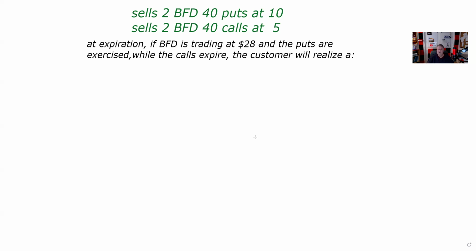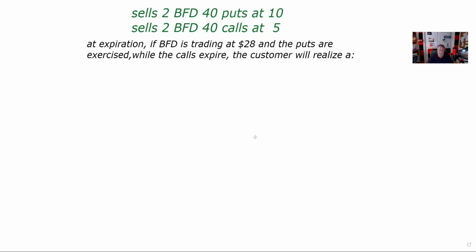The puts are exercised. I shouldn't have to tell you that at expiration, if BFD is 28, you're going to get exercised on the 40 puts. I mean, you should know that if at expiration an option contract has intrinsic value, the contract will be exercised. So I shouldn't have to tell you that. You should know that at expiration, if you're short a 40 put and the stock's at 28, somebody's sticking it to you. And I shouldn't have to tell you the calls expire. You should know that 40 calls at expiration, if the stock is 28, are going to expire worthless. Here it's given information, but it is something you should know.